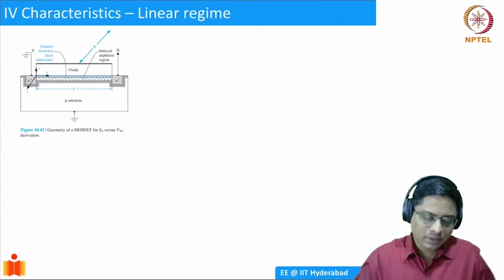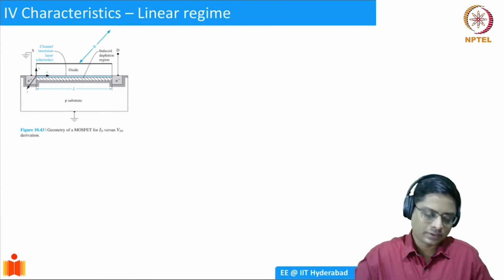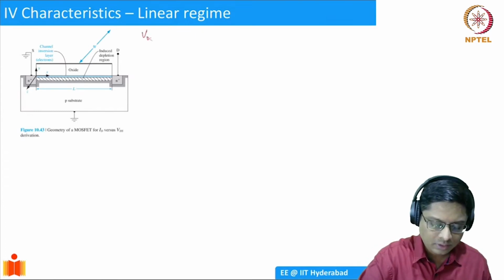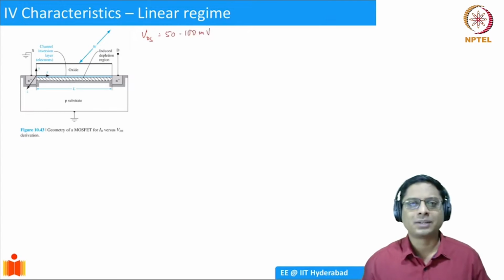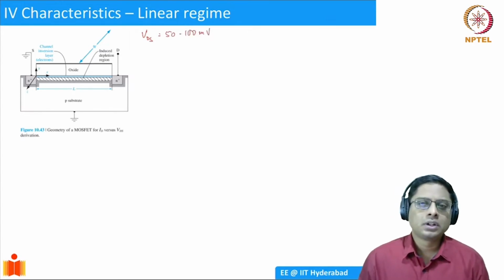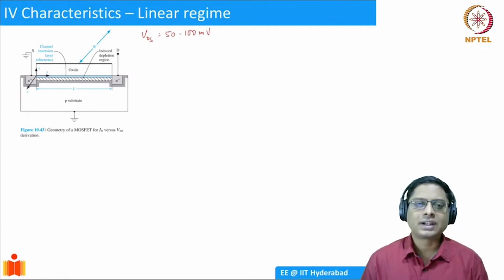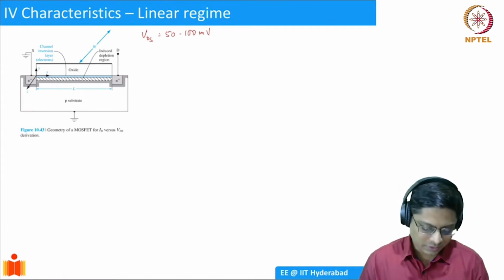Remember when we said linear regime, VDS was small, right? VDS was, let's say, about 50 to 100 millivolts. That's a reasonably small number that we use. So how do we derive an expression for current? To understand that, we need to notice a few things.